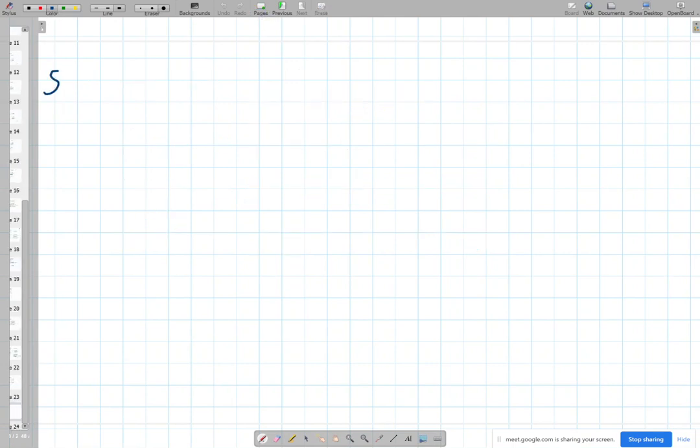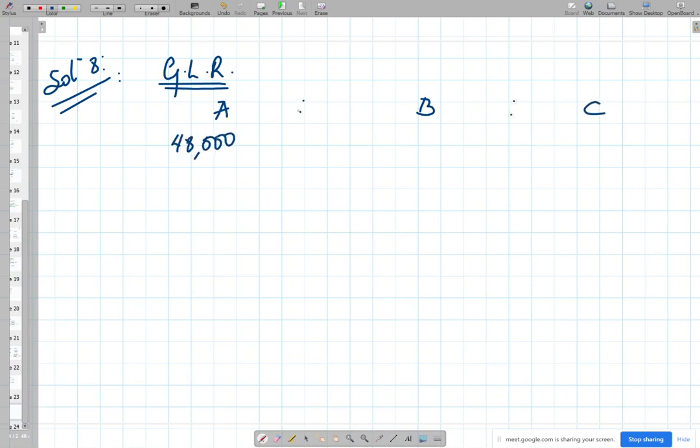This is solution 8, gross liability ratio. Right? So how much have they agreed to take? There is A, B and C. A is saying he will take 48,000. B says 20,000 and C says he will take 12,000, right? So instantly, if you get rid of the zeros, you have these numbers that you need to reduce to a particular denominator.